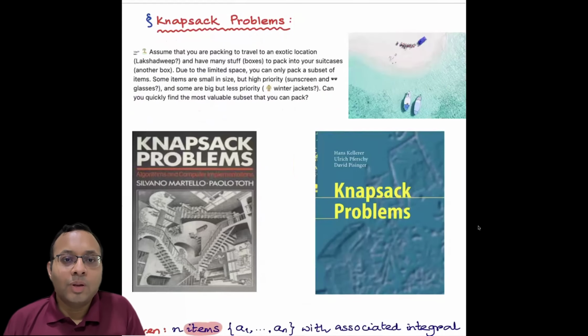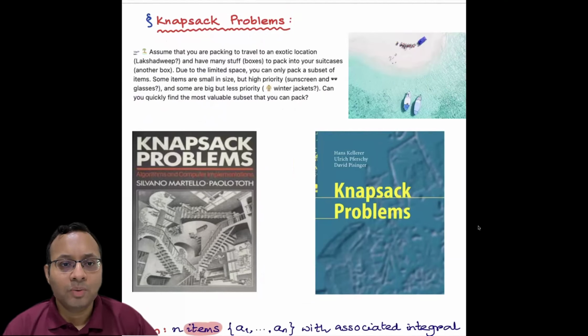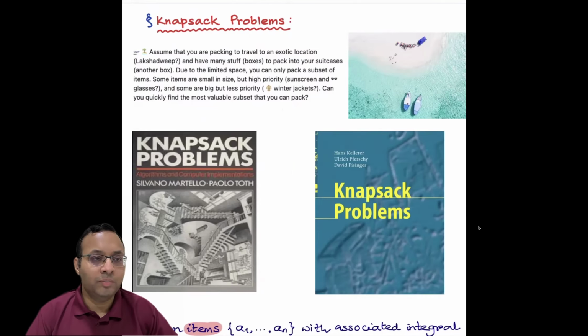So let's start with the knapsack problem. Think that you are going to some exotic location like Lakshadweep and you're packing to travel. This is a very common problem. You have many things to pack in your suitcase, but you have some restriction. Maybe the suitcase has a 23 kilogram weight restriction, and some items are heavy but not so important, maybe winter jackets for this travel. Some are small but very high priority, sunglasses and sunscreens, and some are in the intermediate case. So your goal is to pack the maximum valuable subset that you can pack within the weight constraint.